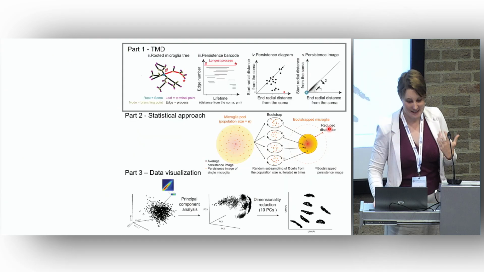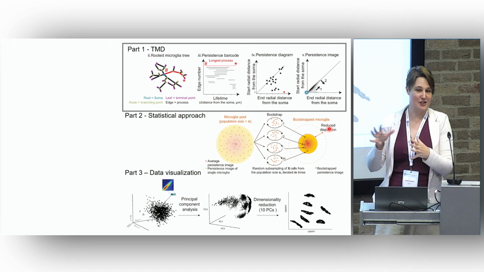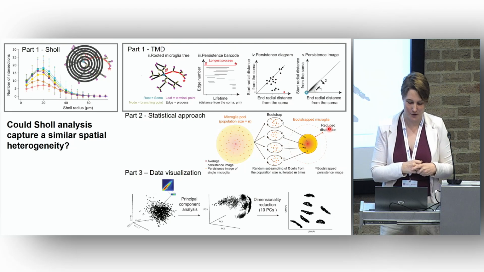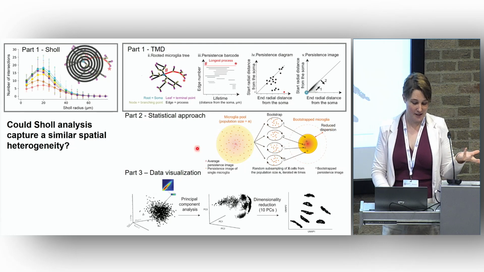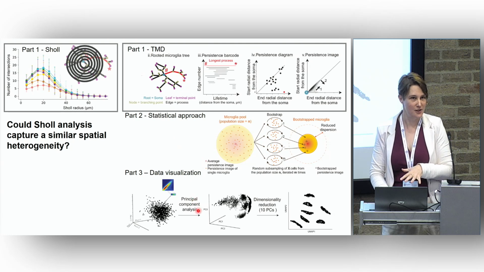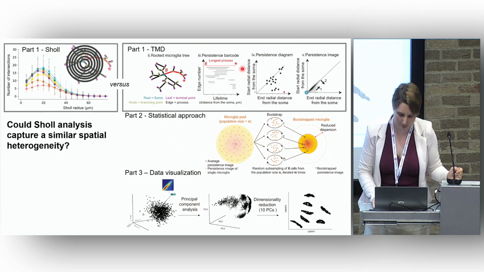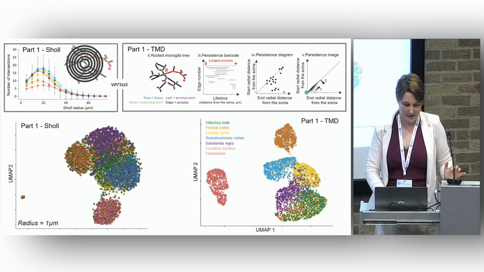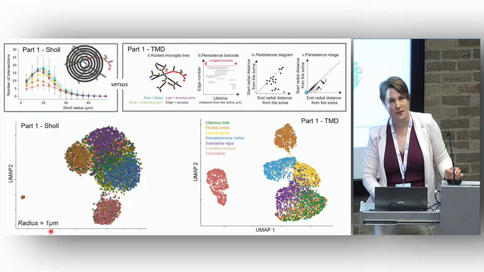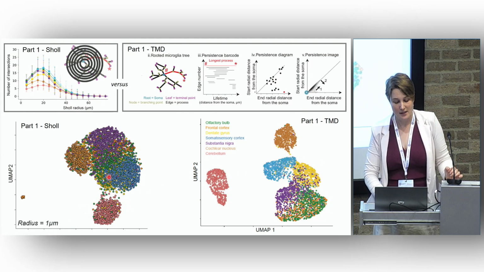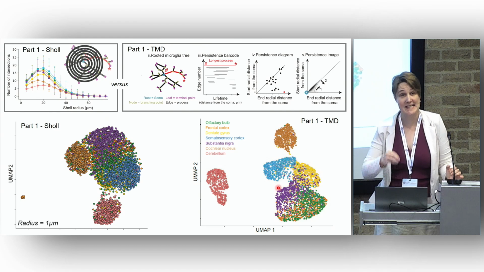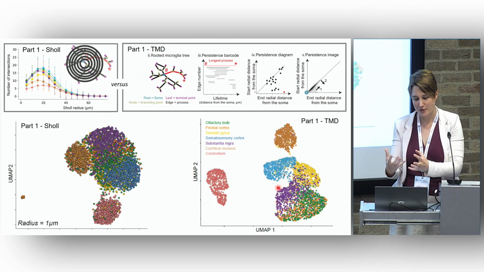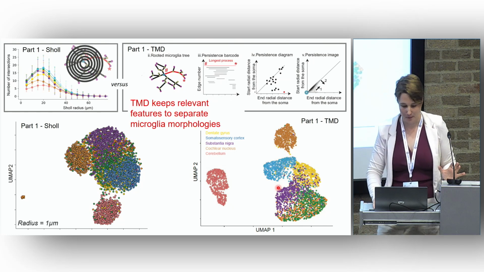Now, of course, you could say this is a nice strategy, but maybe TMD is actually not the important one, and we would prefer to use our Scholl analysis because we are familiar with it. So let's take the Scholl analysis and apply the same statistical approach and data visualization to it. We did this control experiment, and what we see is that the Scholl analysis, even with a radius of 1 micrometer, is not able to resolve this complexity as we have seen with TMD. So it's truly the combination of TMD with the statistical approach, which we call morphomics, that separates the morphological features.